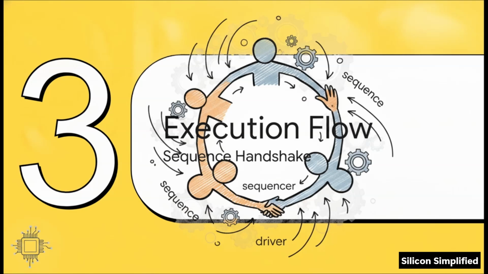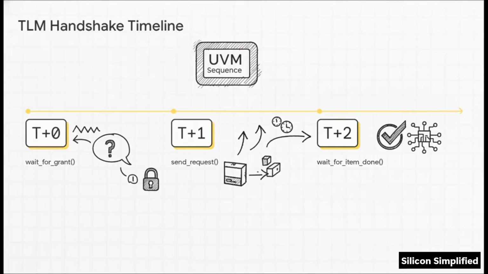Let's unpack the intricate dialogue that happens between the sequence, the sequencer, and the driver during execution. This maps out the transaction-level modeling, or TLM, communication dialogue over simulation delta cycles. It shows exactly how a sequencer requests permission before sending any data. At t+0, it issues a request and waits for a grant. Then at t+1, once granted, it sends the request, and finally, it waits for the item to be physically driven.